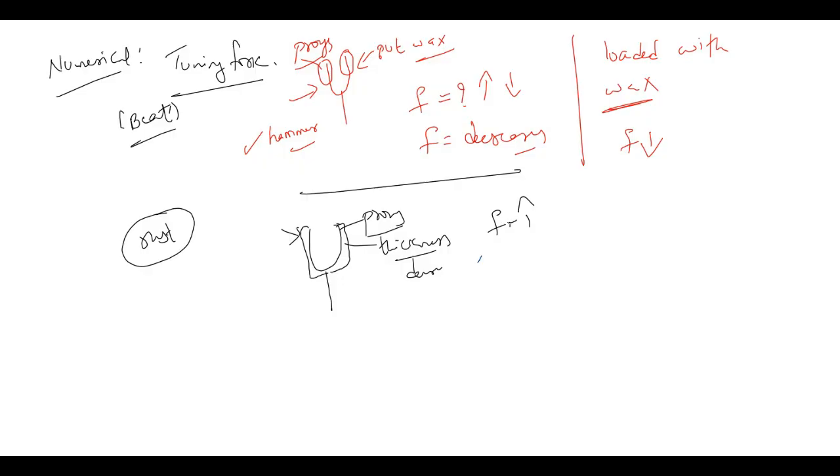Whatever process we use here to make these prongs thinner, we call it filing, F-I-L-I-N-G, or sharpening. So when we do sharpening, the frequency of the tuning fork will increase. Here we use sandpaper to rub this, right? So in this way questions will be asked.